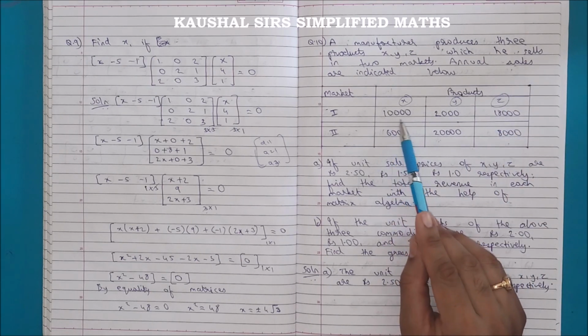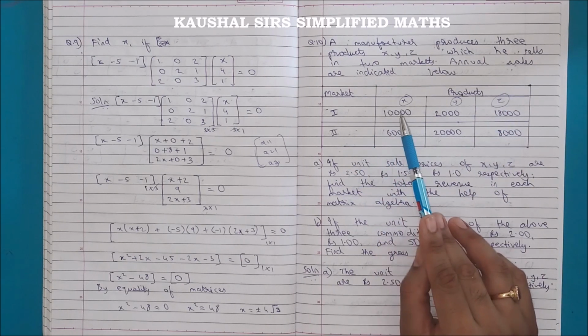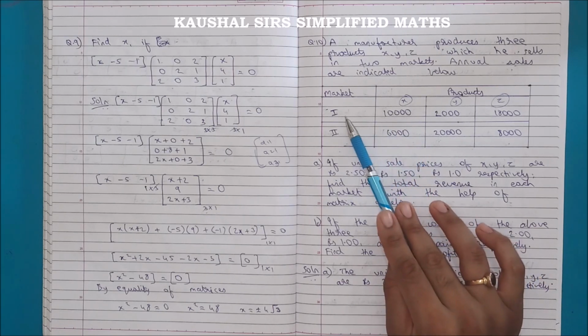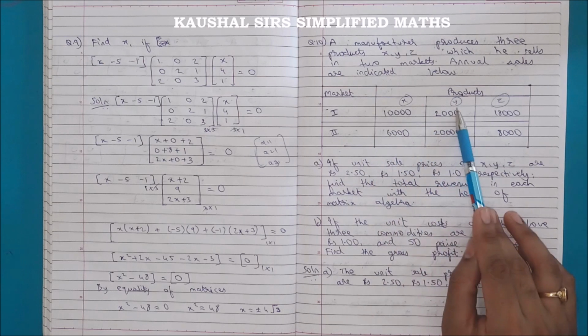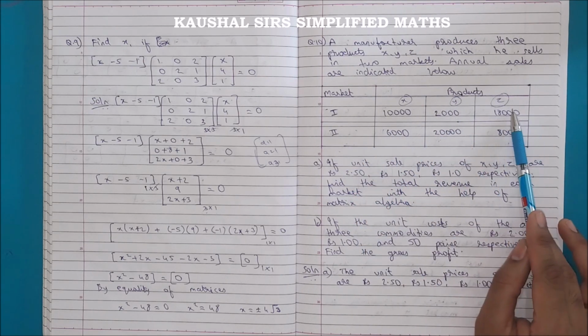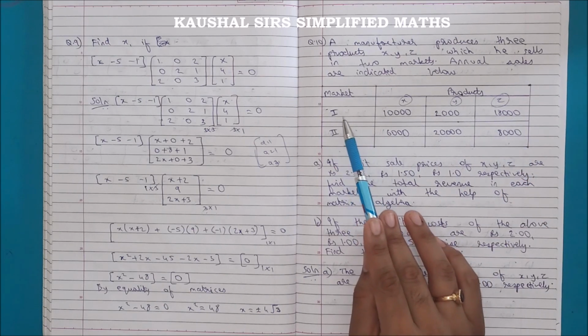Can you tell me how many products of X are going to be sold in market 1? There are 10,000 products of X which are going to be sold in market 1. There are 2,000 products of Y which are going to be sold in market 1. And there are 18,000 products of Z which are going to be sold in market 1.